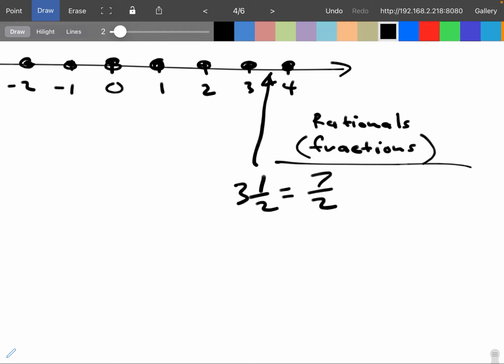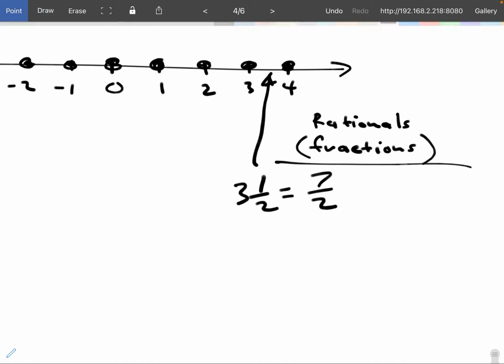Okay, so what could we have? Well, we could have a mixed number fraction like this one. We could have 7 over 2. That's an improper fraction where the numerator is bigger than the denominator, but that's still a fraction, right? You could also write that as 3.5, right? So if you have a decimal that just stops, it just ends, that's called a terminating decimal. That's also a fraction.